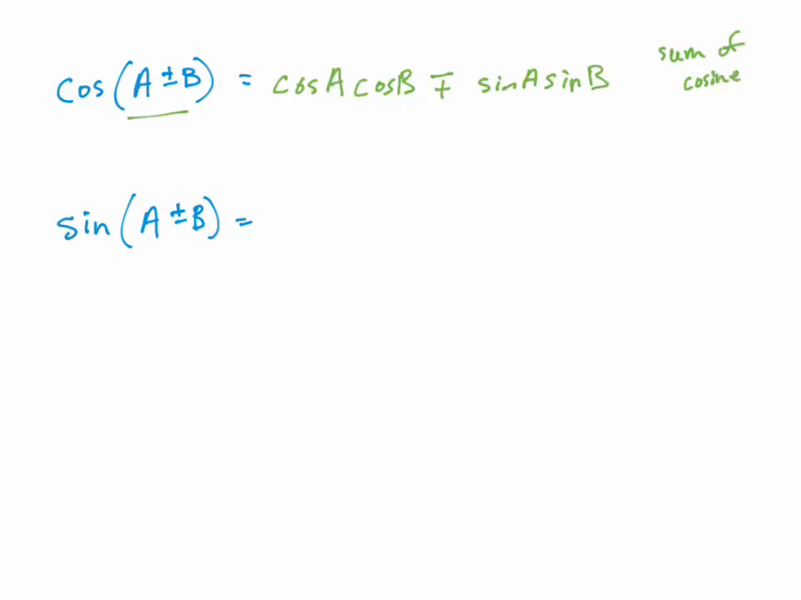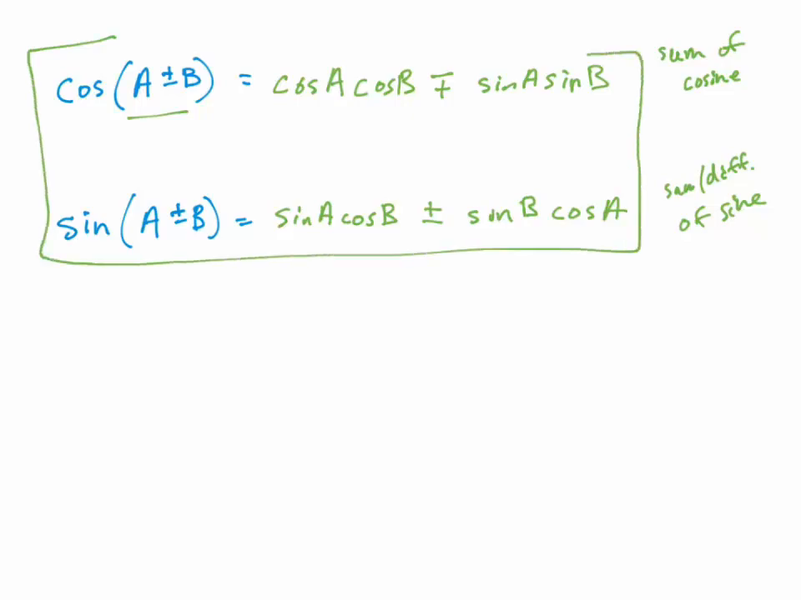And then for sine, how sine works is we say sine of the first, cosine of the second. Now for sine, we keep the operator the same. So if we add originally, we keep this as an addition, and similarly, if we subtract, we keep this as a difference. And then sine of B times cosine of A. So this is the sum or difference of sine. All right, so these are the sum and difference formulas, or sum and difference identities, for sine and cosine.